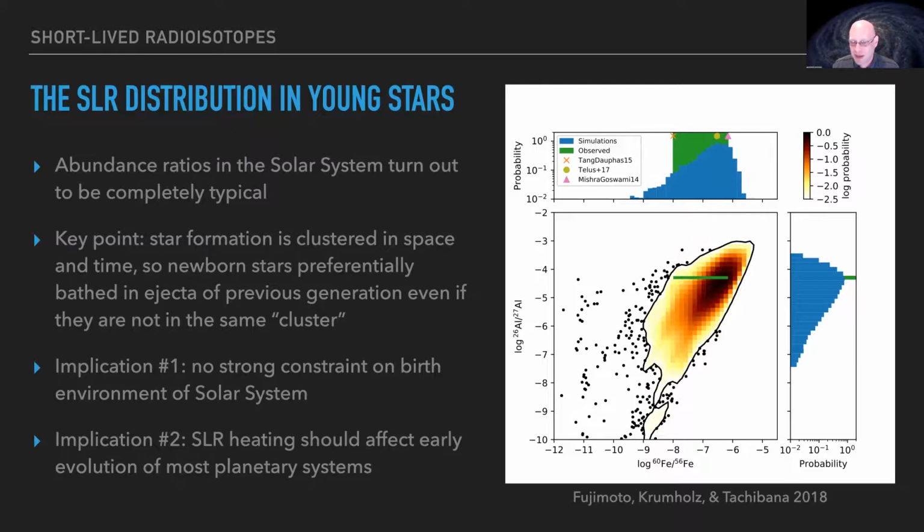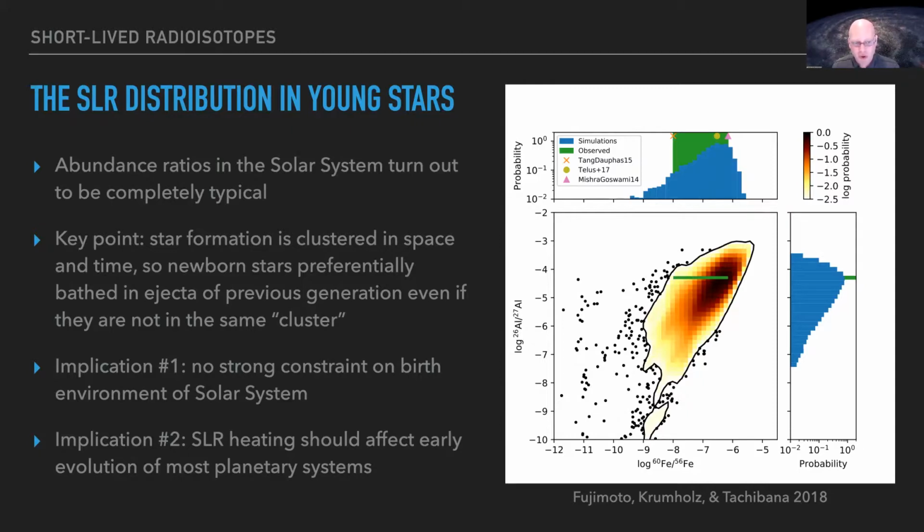Now, this is interesting because those abundances are substantially higher than the mean throughout the galaxy. Why should most young stars have abundances higher than the mean in the galaxy? And the answer is because star formation is clustered in space and time. Even if the sun wasn't born in a cluster with a massive star, star formation is correlated in space and time, and so young stars preferentially form near the ejecta of a previous generation.